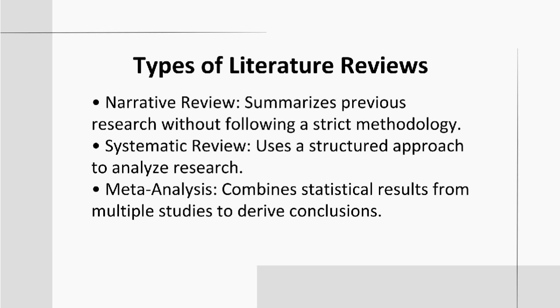Section 3: Types of literature reviews. There are several approaches to conducting a literature review. Narrative review. A broad summary of existing research without strict selection criteria. Systematic review. A structured approach that involves selecting studies based on specific criteria and analyzing them systematically. Meta-analysis. A quantitative technique that statistically combines data from multiple studies to derive conclusions.